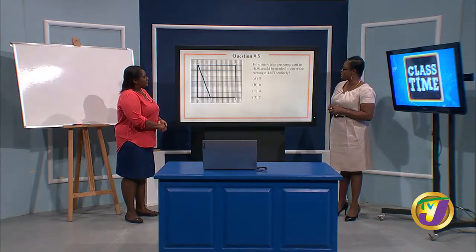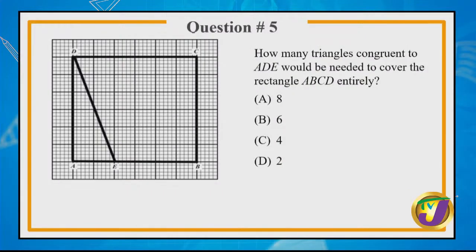Our fifth question. We have a representation here, a diagram, and we want to find out how many triangles congruent to ADE would be needed to cover rectangle ABCD entirely.